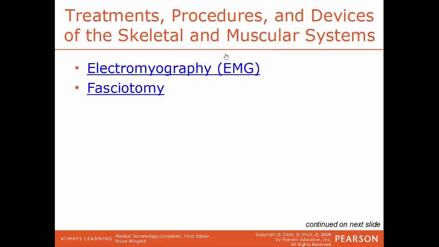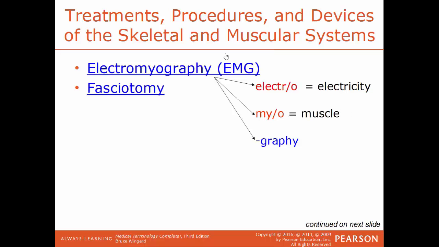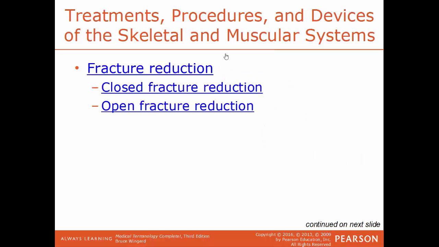This is a procedure where the fascia is cut in order to relieve pressure or tension. This is usually done to ease the pressure that's on blood vessels and circulation to a limb. And going back to the first term, EMG, we break it down. Electro means electricity. Myo means muscle. And graphy is a recording process. So it's not the actual results of the test, it's the overall process of recording the electrical activity of the muscle.